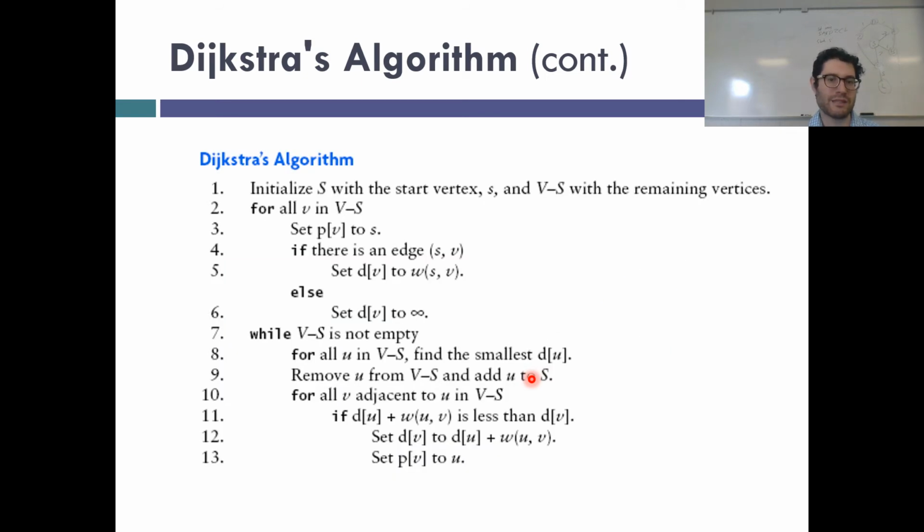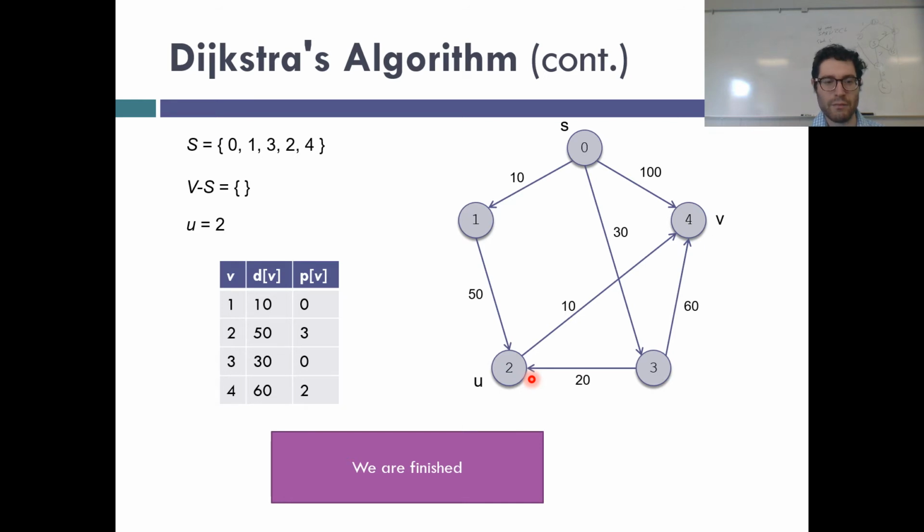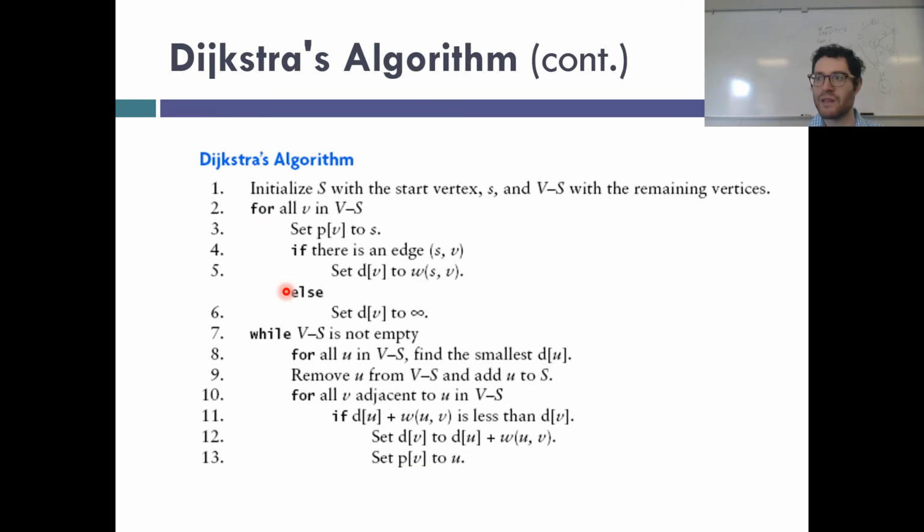So the algorithm is this, and it looks like a lot. I recommend instead of using sets and arrays, using sets and maps here, right? So initialize S. Let's not call it S. Let's call it done with the start vertex, and to do with the remaining vertices in the graph.